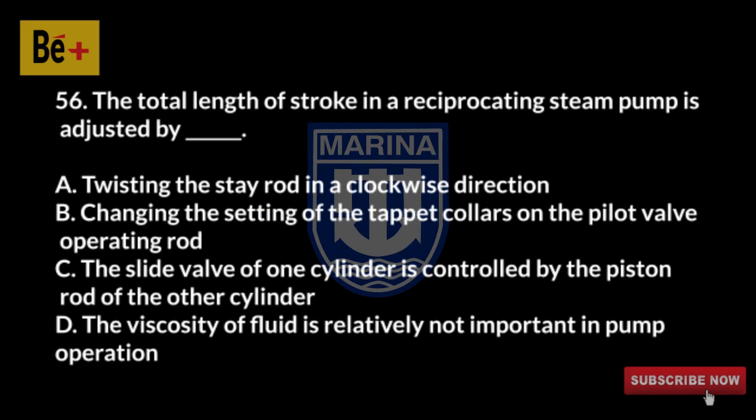56. The total length of stroke in a reciprocating steam pump is adjusted by: A. Twisting the stay rod in a clockwise direction. B. Changing the setting of the tappet collars on the pilot valve operating rod. C. The slide valve of one cylinder is controlled by the piston rod of the other cylinder. D. The viscosity of fluid is relatively not important in pump operation. The answer is B. Changing the setting of the tappet collars on the pilot valve operating rod.